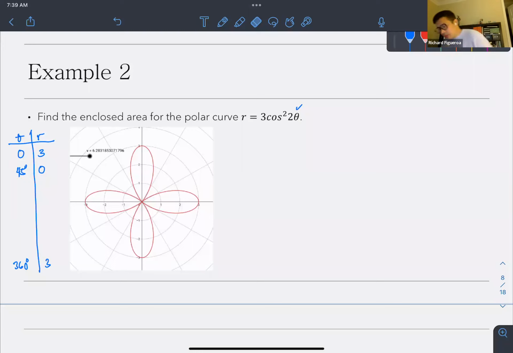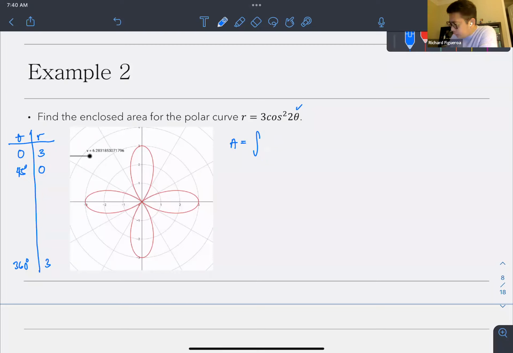Okay? Sige. So yung pinakamadali, so we'll just do it using 0 to 2 pi. So 0 to 2 pi, so r squared. Okay, so our r is 3 cosine, sorry, I forgot the 1/2.